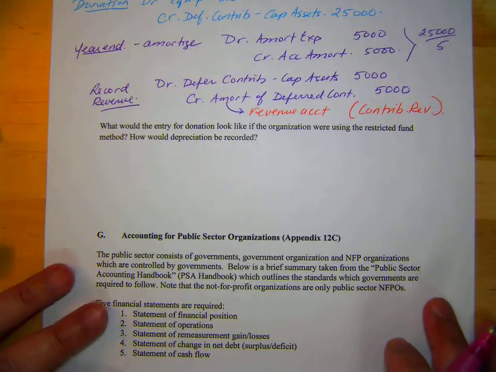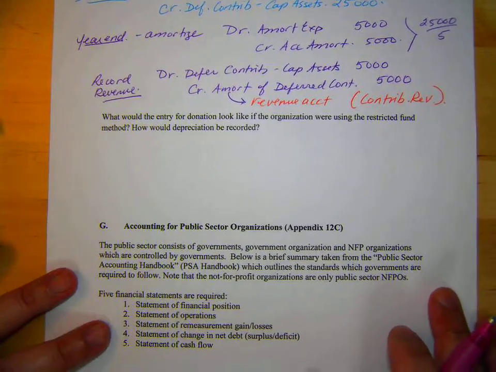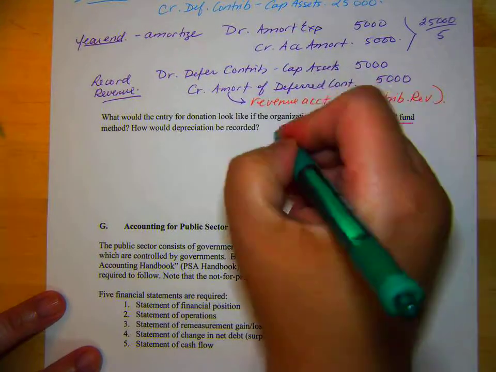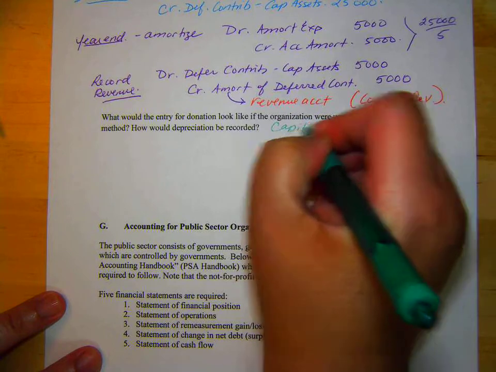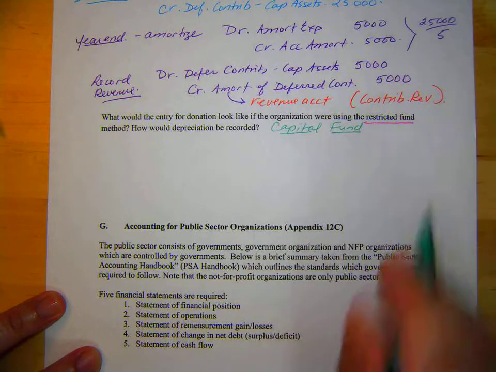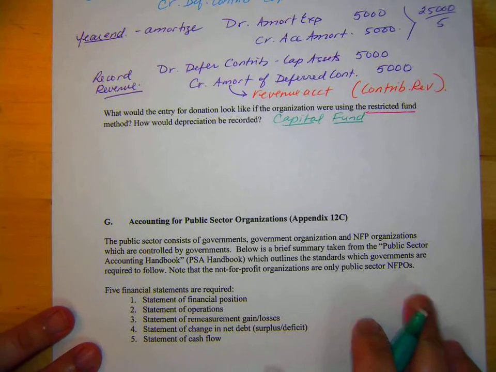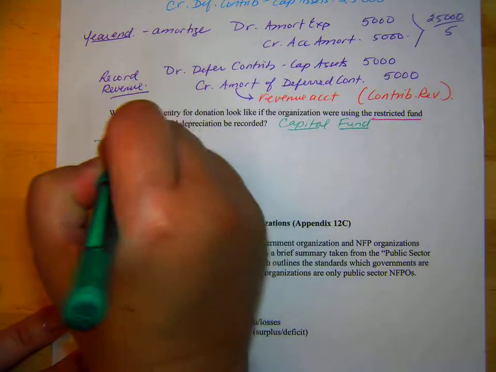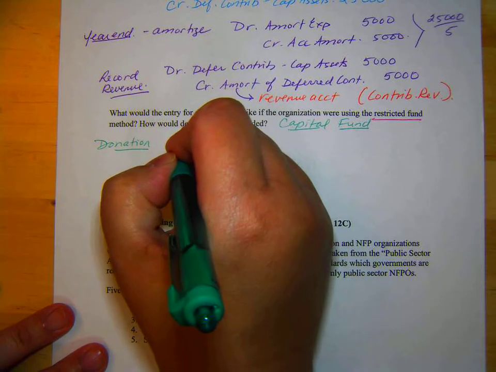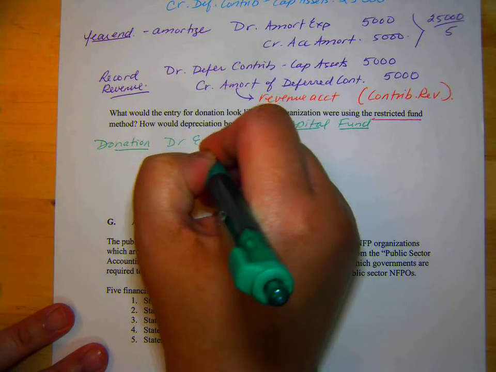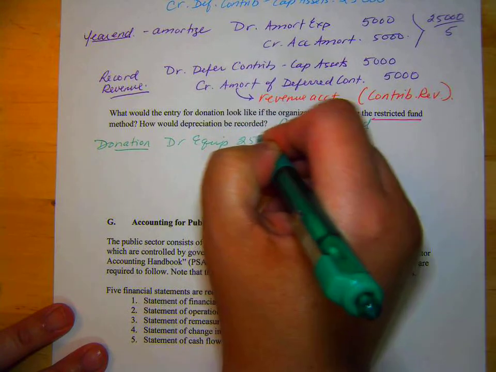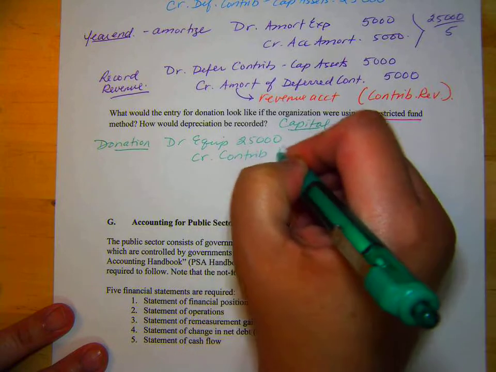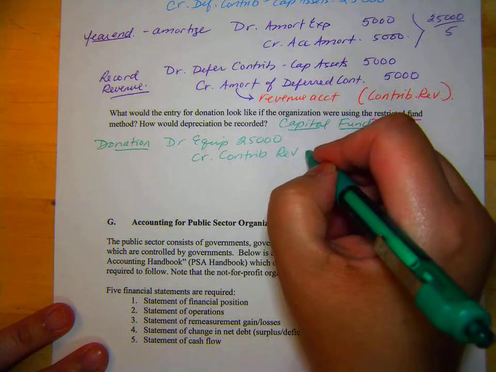Okay, what would the entry look like if the donation were using the restricted fund method? Well, in that case, it would all be in the capital fund. So we have the donation. Debit equipment, 25,000. Credit contribution revenue, because we don't need to defer anything because it's got its own fund.